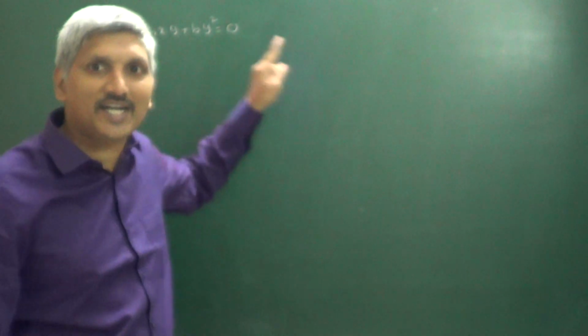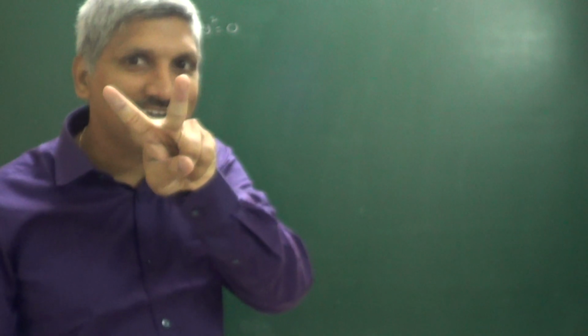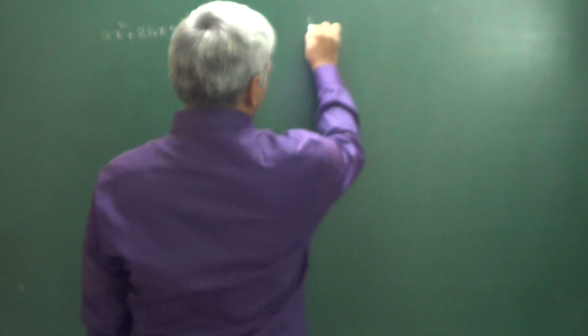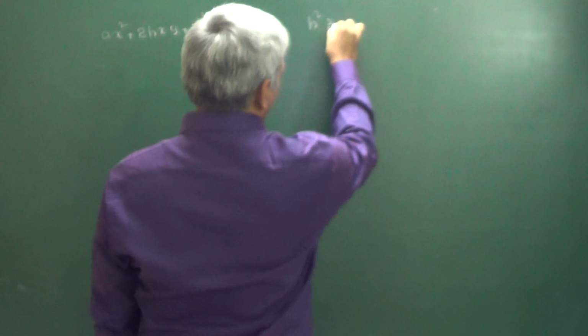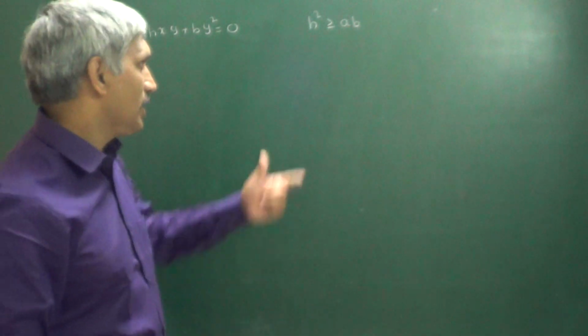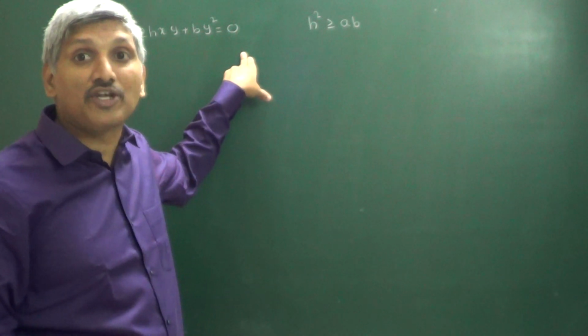The general second degree homogeneous equation represents a pair of straight lines. Both the straight lines are passing through origin under the condition h square greater than or equal to ab. That is the first point. How? Under this condition, how can we say that this equation represents a pair of straight lines?